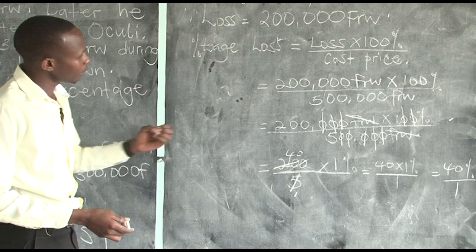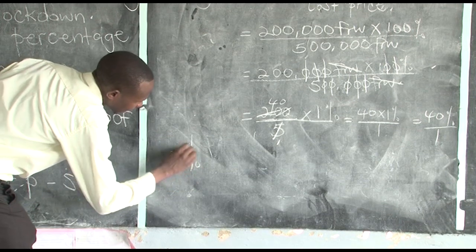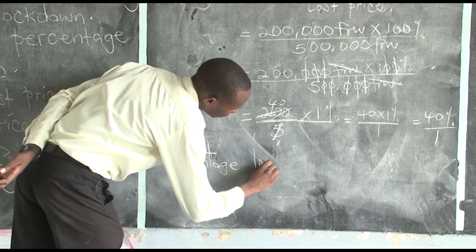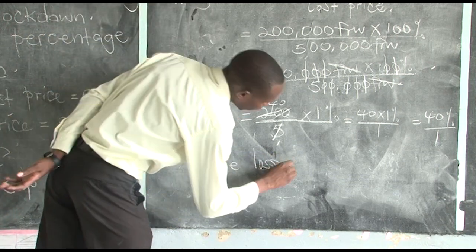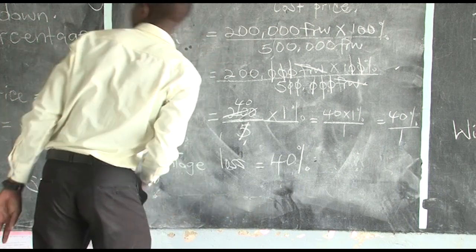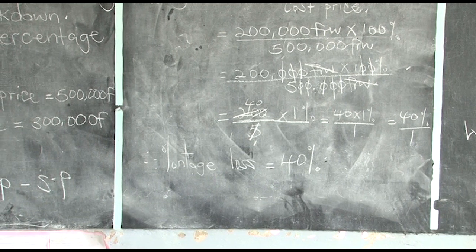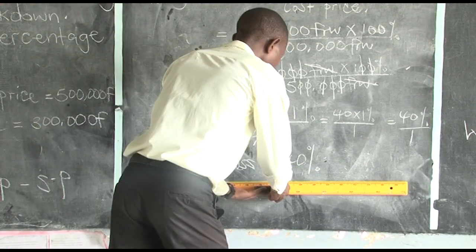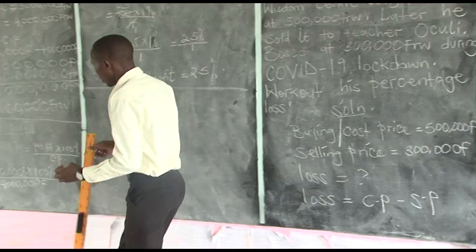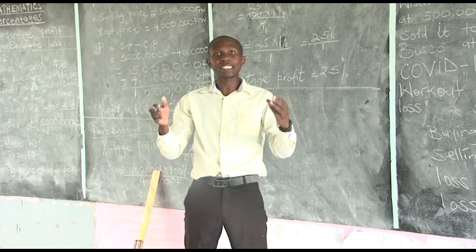Then let's come up here. I'll come and conclude by saying, therefore, our percentage loss will be equal to 40%. After getting 40%, I'll get my ruler. Then I underline my work. I'll underline my work very well, with my ruler.